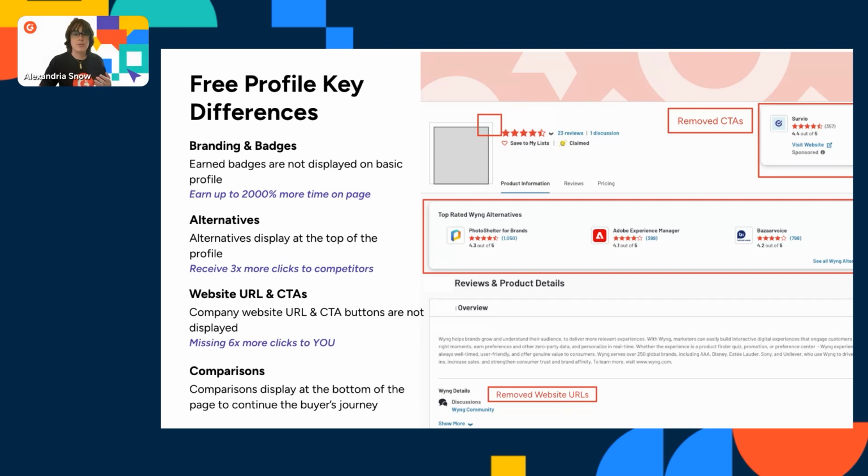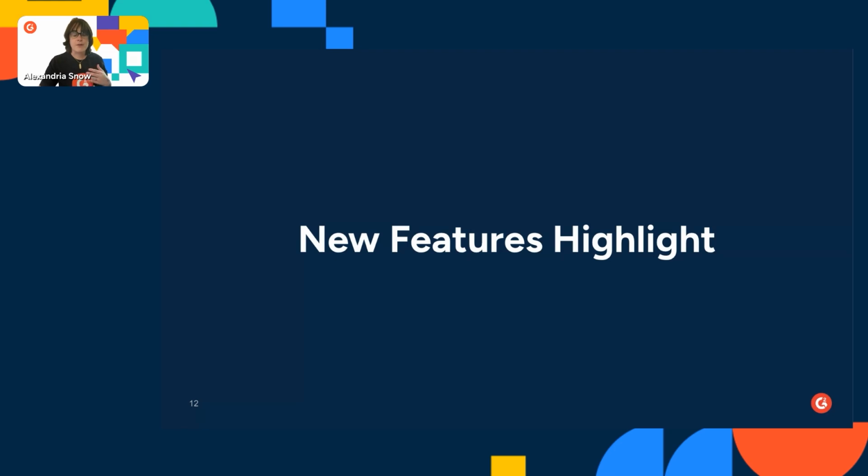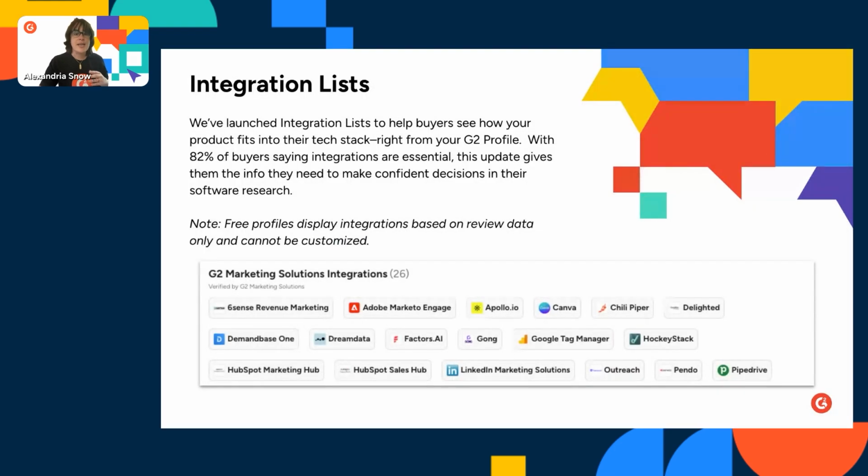Let's go ahead and talk about some new features that we're going to be highlighting over the next couple of minutes. The first one, I already mentioned it, is integration lists. We've launched integration lists to help your buyers see exactly how your product is going to fit into their tech stack from G2. And we find that 82% of buyers say that integrations are essential when making buying decisions. And this update brings that to their fingertips.